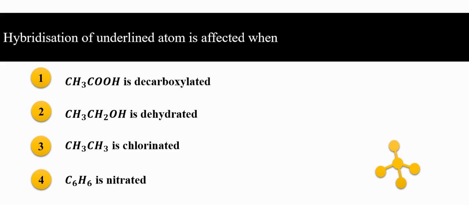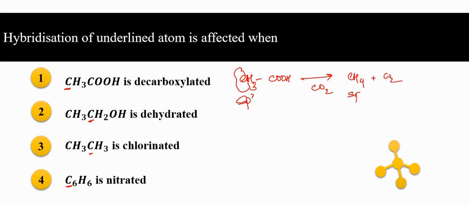Hybridization of the underlined atom is affected when? In the first case, CH3COOH, this carbon is underlined. Second case, second carbon is underlined. Third case, second carbon is underlined. And the D, here it is carbon. So when it is decarboxylated, for example, CH3COOH, decarboxylated means carbon dioxide is released. So CH4 plus carbon dioxide. Whether the hybridization of this carbon is changed, here it is sp3 hybridized, here also sp3 hybridized.